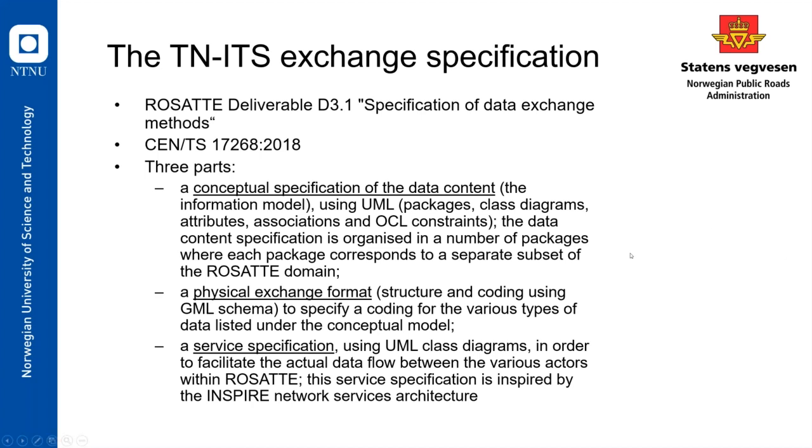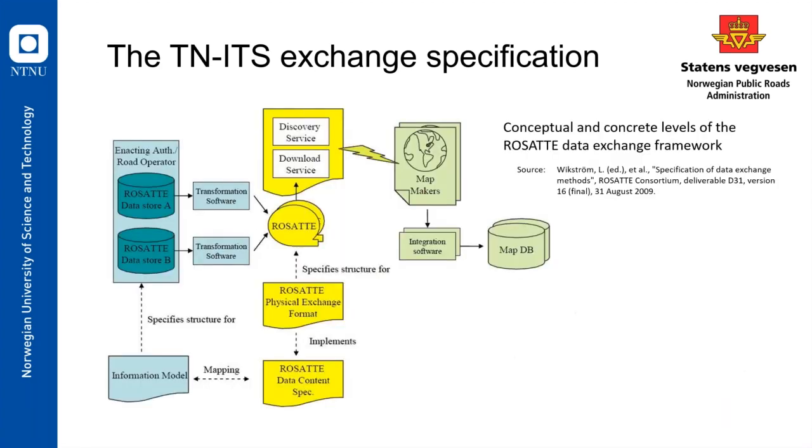So once more, this is where we are. This is a figure from the original Rosetta project. What we're talking about here is that we have an information model, and we have a content specification, and we have a physical exchange format that specifies the structure for the services here. So we can exchange information from road authorities to the map providers.